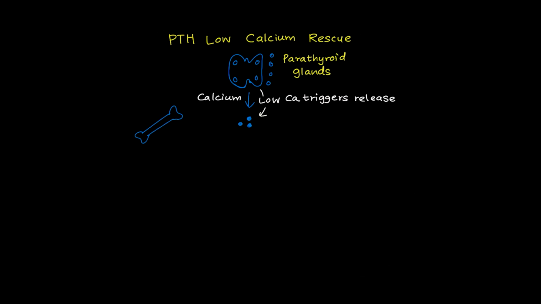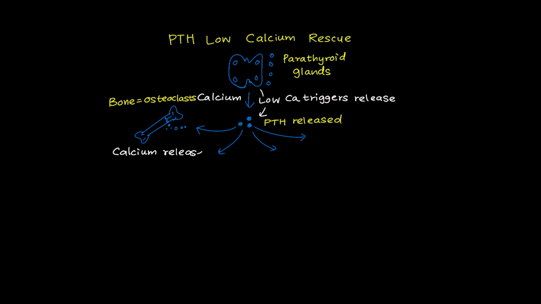First, it stimulates osteoclasts in bone. Osteoclasts break down bone matrix and release calcium into the blood. This gives an immediate calcium boost from the body's largest calcium storage site. Second, PTH acts on the kidney in 2 ways.